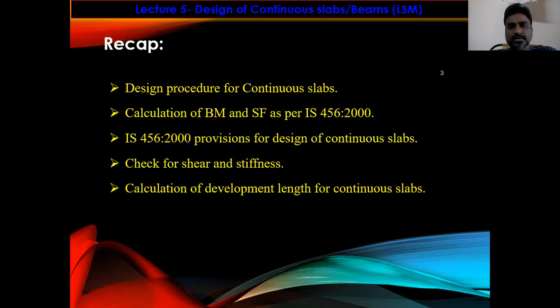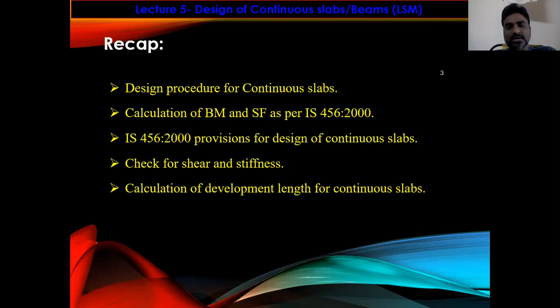Before going to the topic, let us recap what we discussed in the last class. In the last class, we discussed the design procedure for continuous slabs and the different steps involved. We discussed each and every step: the calculation of dimensions of the slab member, effective span calculations, determination of loads on the slab, calculation of shear forces and bending moments, and how to calculate the reinforcement for each section.